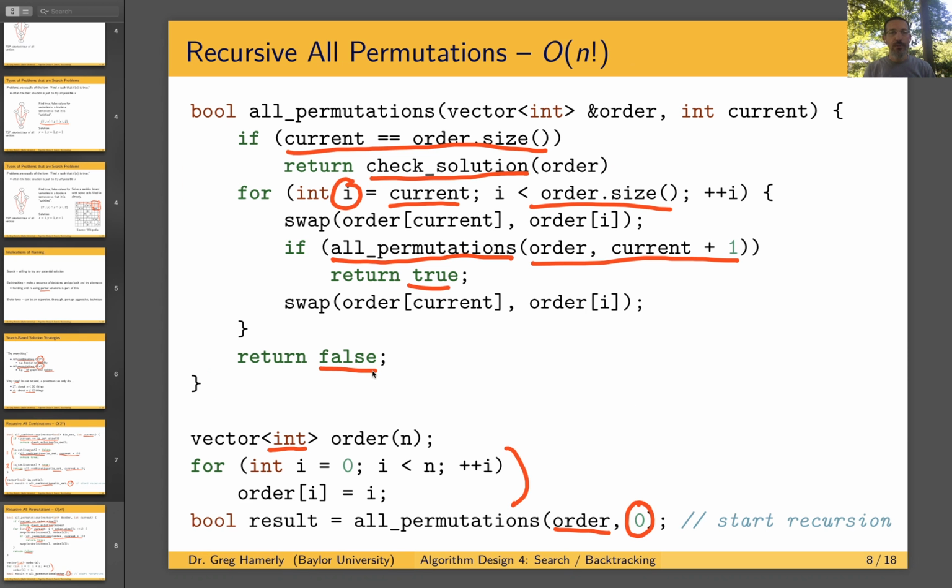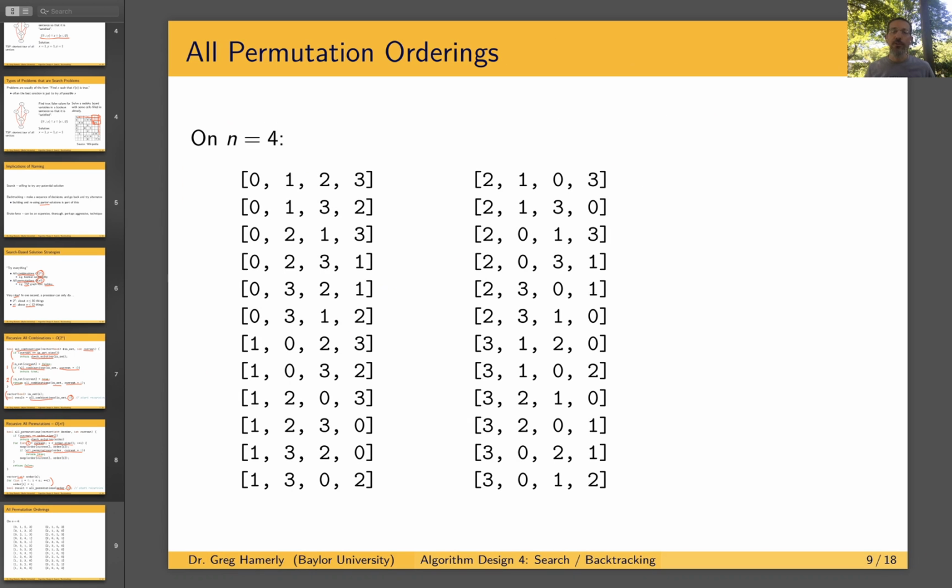Just to give you a sense for how the all permutations code would run, if n was 4, it would produce this list of total possible solutions. And you'll notice that the 0th item is initially 0, and we're recursing on the remaining 3 items while holding this fixed, right? So how does that work?